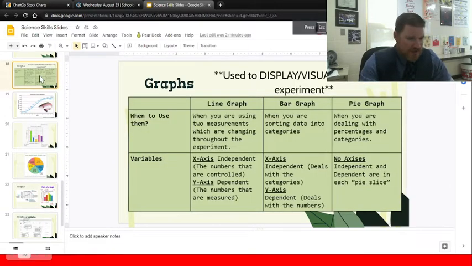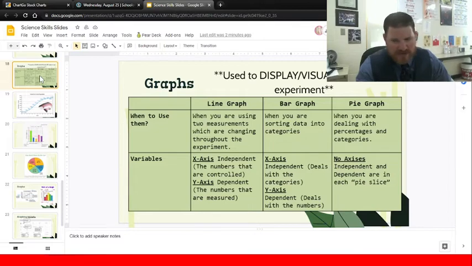And you'll see that stays the same throughout the entire process. X-axis independent, y-axis dependent. That doesn't change. The only thing that changes is when we don't have the x or y-axis with a pie graph. That's when you just put all of them into each individual pie slice.